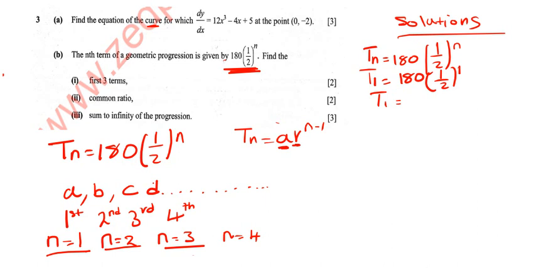So you say 180 open bracket, 1 divided by 2 is 0.5, and then to the power 1 is just 0.5. So the first term is equal to 90. You keep that, and then you proceed to the next one.